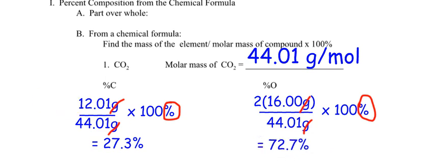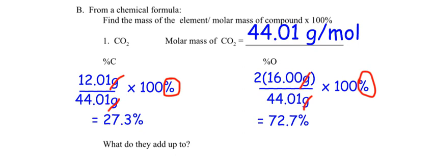The next question is, so what do they add up to? Well, what does 27.3 plus 72.7 add up to? What do you notice? It's 100. And doesn't that make sense?